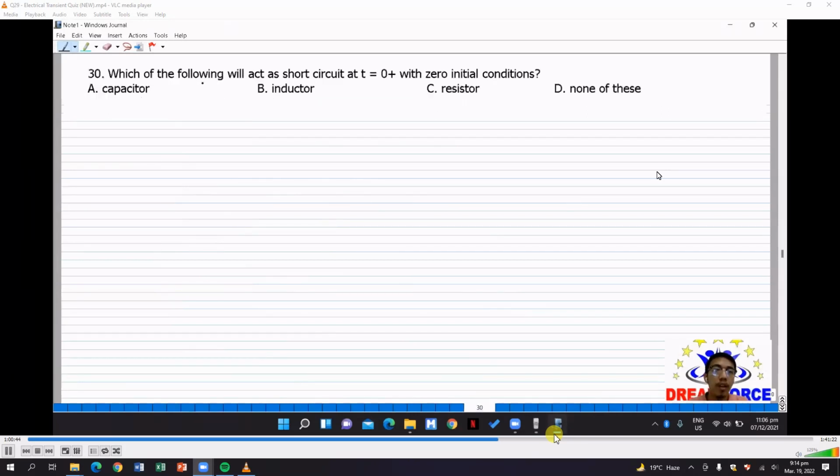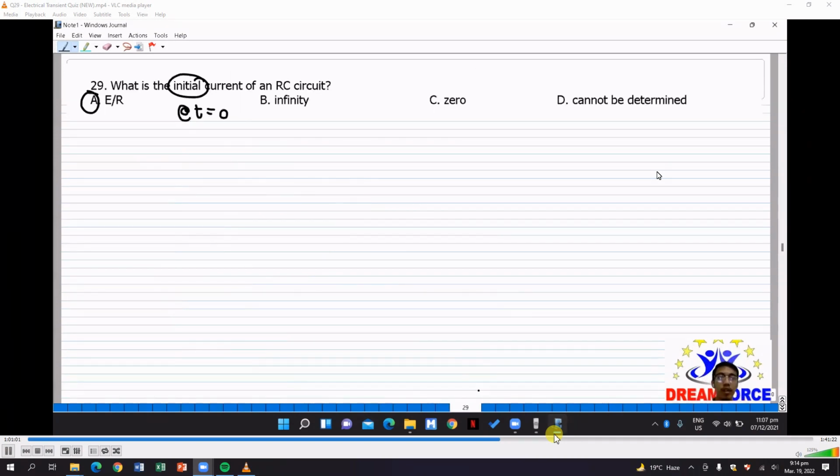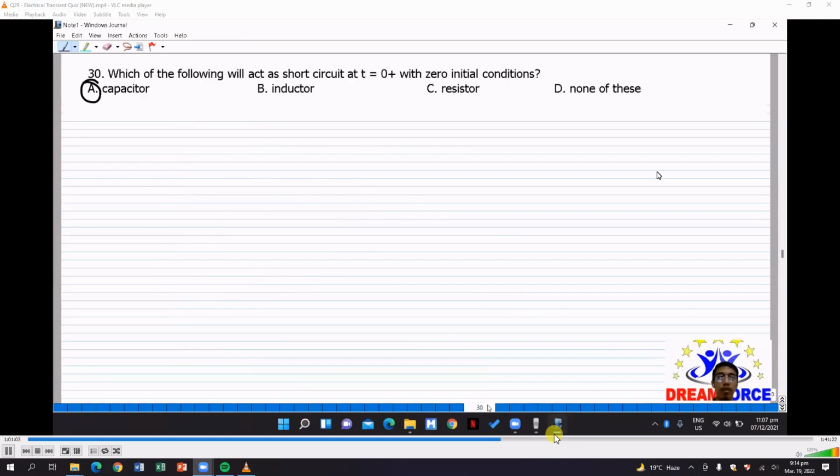Ganon din kay number 30. Which of the following will act as a short circuit at T equals 0 with 0 initial condition? Si capacitor. Parehas lang doon sa dito sa number natin, number 29. Okay, shorted silang dalawa. Shorted in both numbers. Next, number 31.